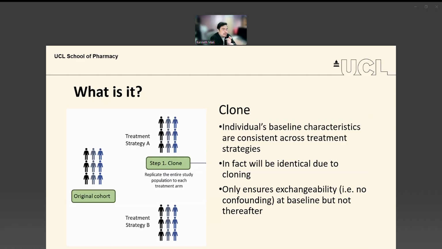The characteristic of cloning is that individuals' baseline characteristics are consistent, and indeed should be identical across all treatment strategies. So the cloning step aims to ensure exchangeability at baseline. But because we do something else afterwards, the exchangeability is only guaranteed at baseline. So that's cloning.